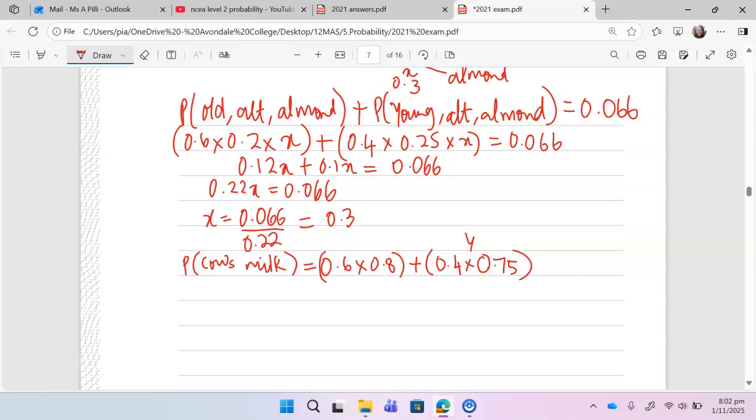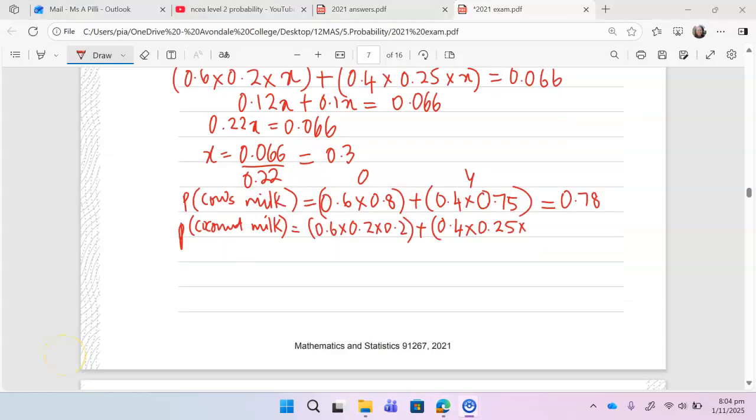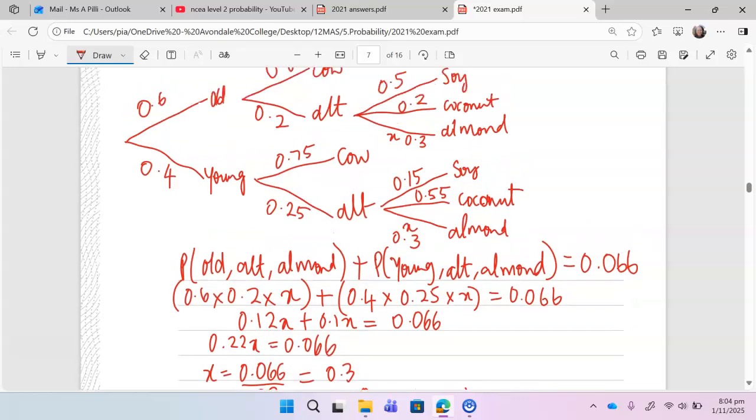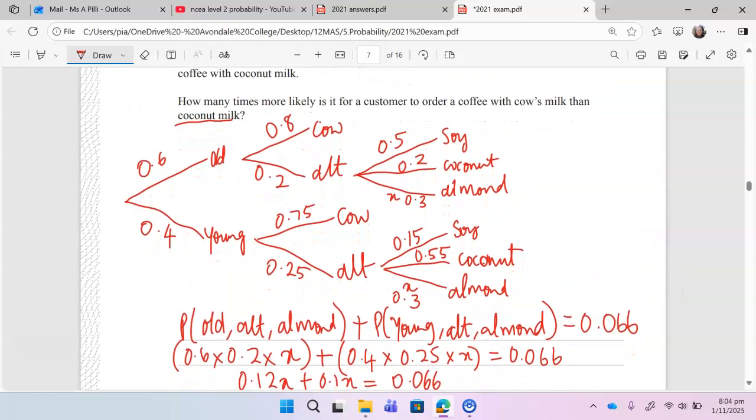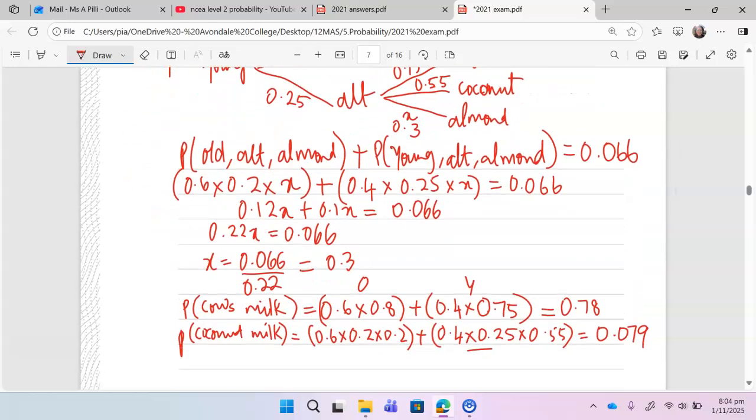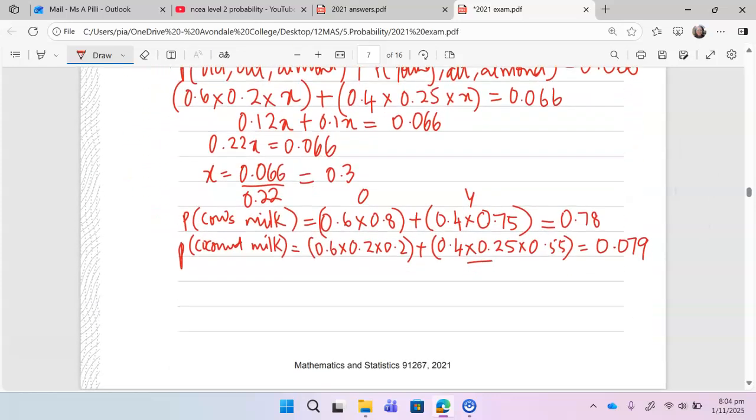So this is the young one and this is the old one. That's a proportion of cow's milk. Right, so now calculating the probability of coconut milk gives us 0.55. Once again, this is the young, that's the old, this gives us 0.079. So what they're asking is, how many times more likely is it for a customer to order a coffee with cow's milk than coconut milk? Clearly, we can see that coconut milk is the smaller one, right?